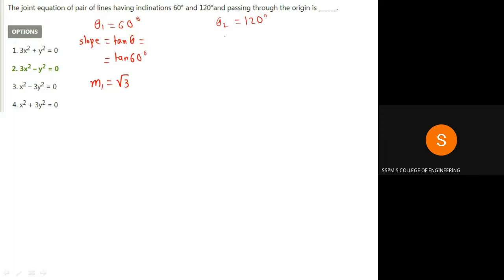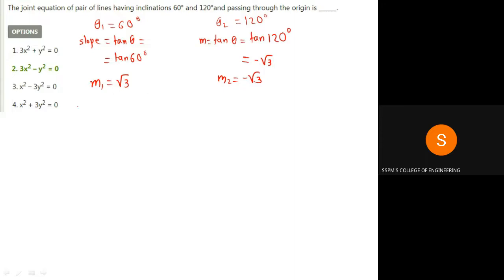Similarly for theta 2, m is equal to tan theta, which is tan 120 degree. So what is tan of 120 degree? It is minus root 3. You should remember these values. So m2 is equal to minus root 3. Now we found out the value of m1 first and now m2.